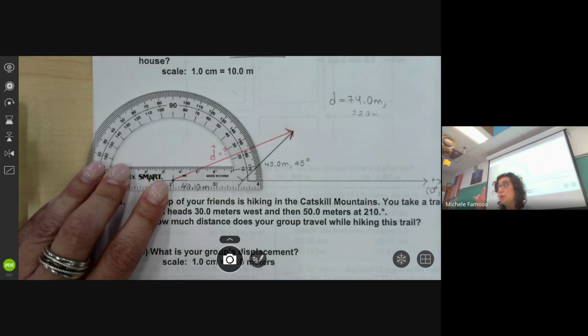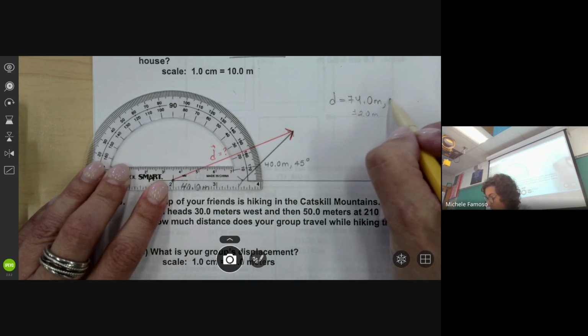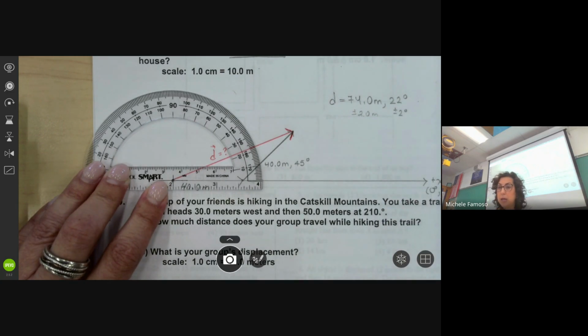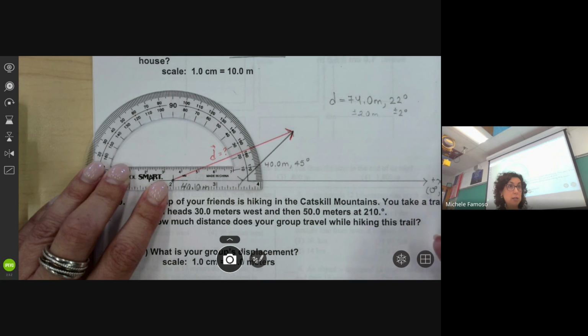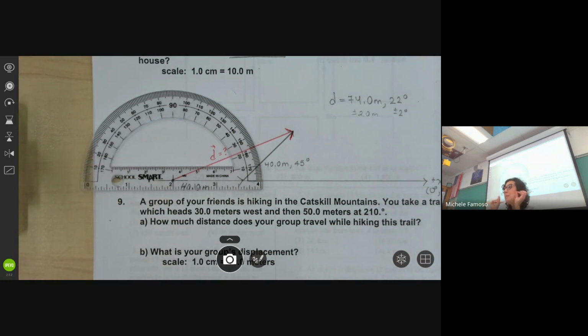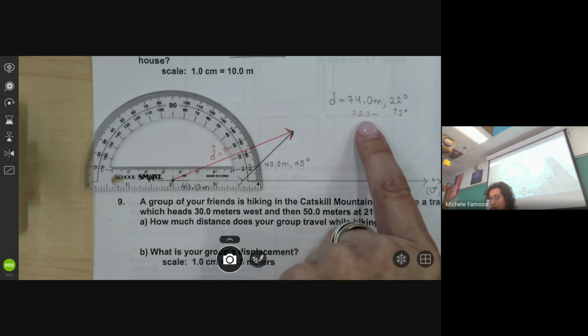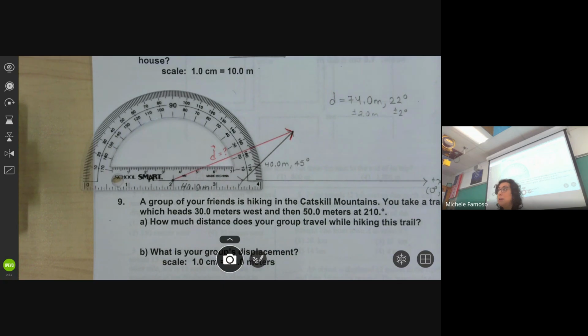You get 2 degrees of leeway. So the correct answer is 22 degrees. I'm going to give you 2 degrees of leeway. That means I would take anything from 20 to 24 degrees. This is why if you're not measuring very carefully as you draw it, you're not going to be within these tolerances, and then it gets marked wrong. You understand what I'm saying?